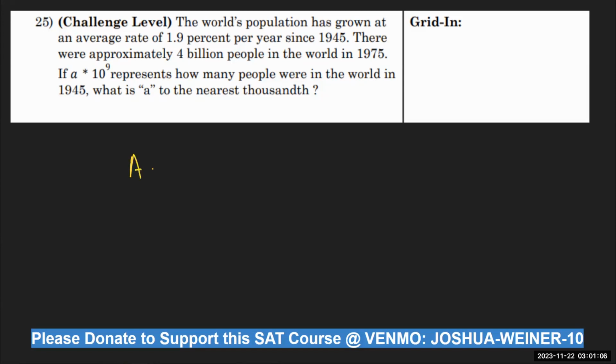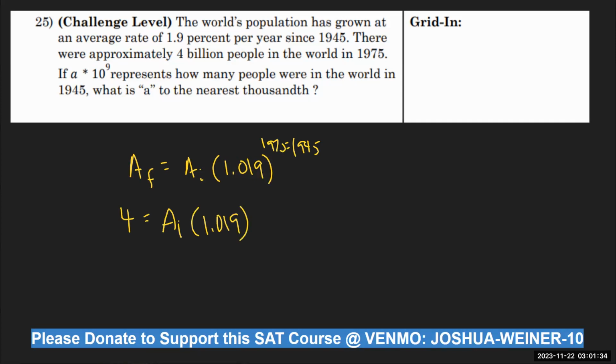So the amount final is the starting amount, the initial, 1.019 raised to, we're comparing years, so 1975 minus 1945. We're going to subtract those. So they're saying that 4 billion is the final amount in billions, the initial times 1.019, 1 plus 1.9%, to the 30th power. So let's find out the multiplier. 1.019 raised to the 30th means that it nearly doubled in that 30-year period.